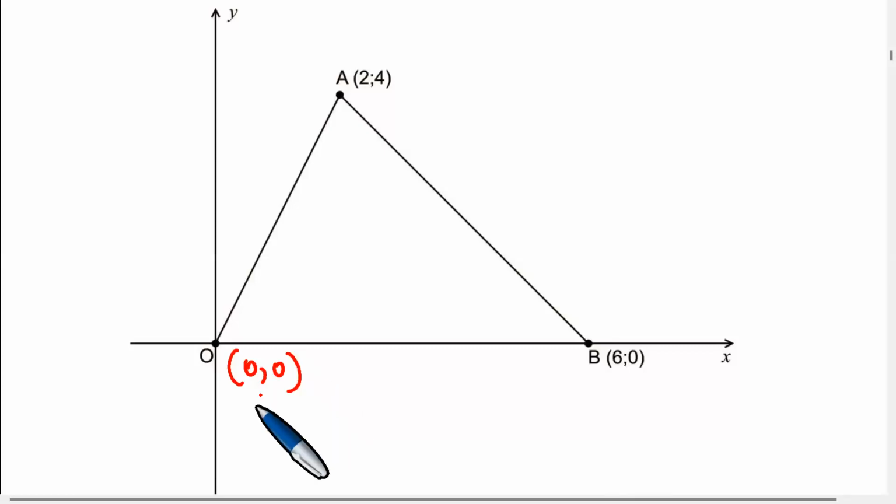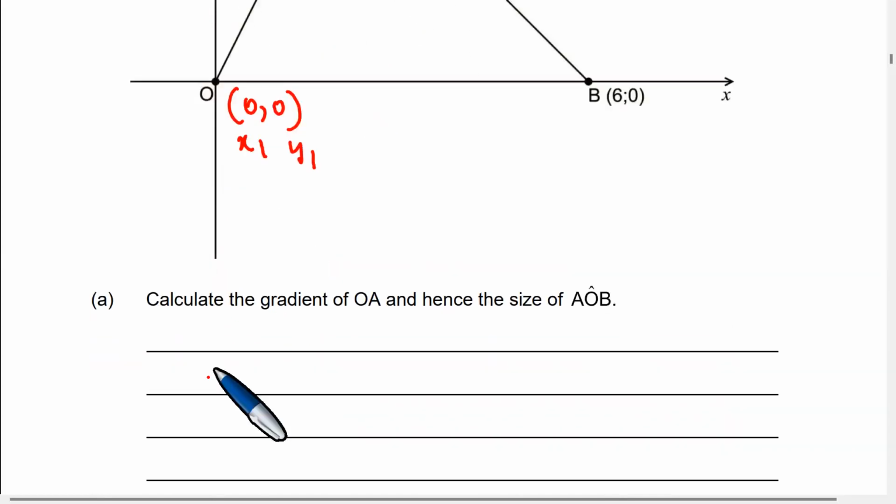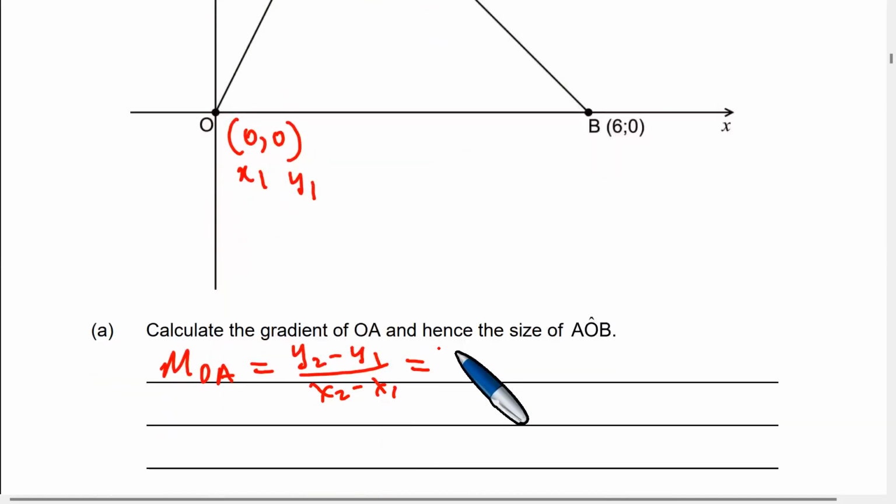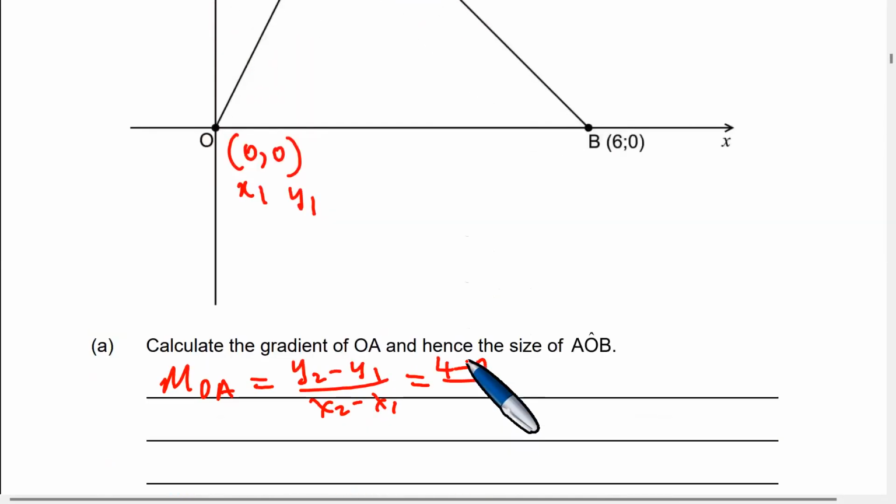So we agree that the coordinates of O are 0 and 0. If you're looking at OA, we can call this x1, y1, and we call this one x2, y2. What is then the gradient of OA? The gradient of OA is y2 minus y1 over x2 minus x1. What is y2? 4 minus 0, over x2, 2 minus 0. 4 divided by 2 equals exactly 2.